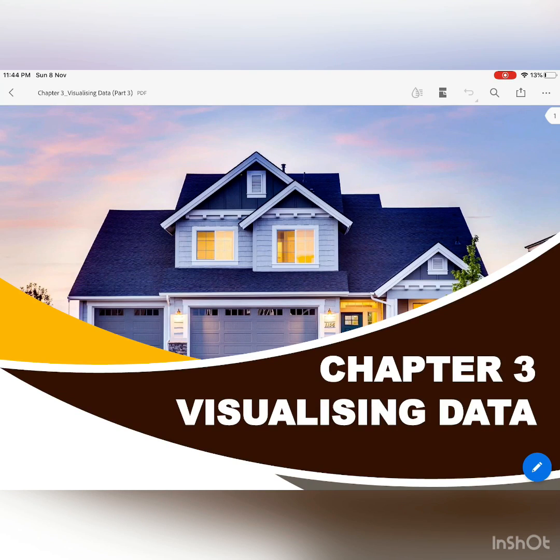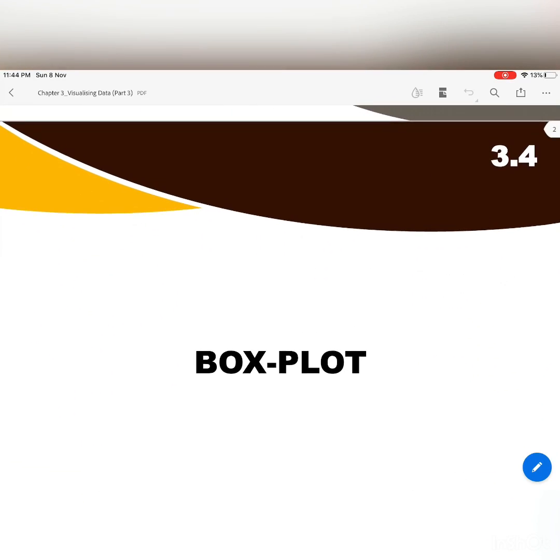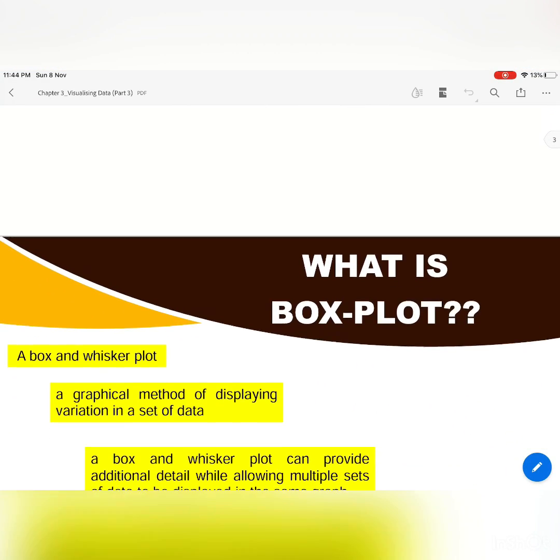So today you will learn Chapter 3, Visualizing Data, part 3. Part 3.4: box plot.